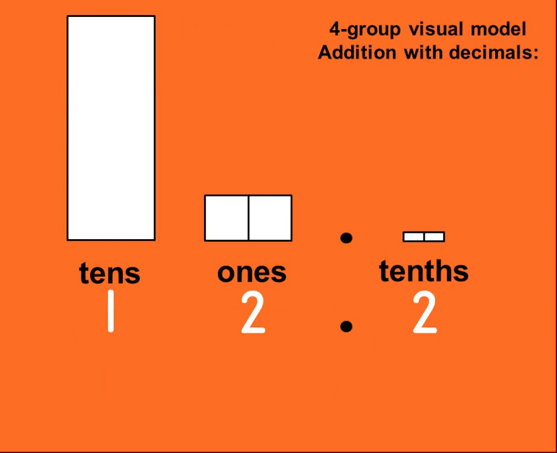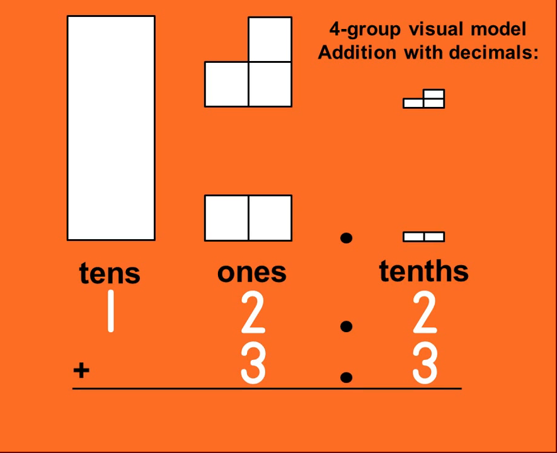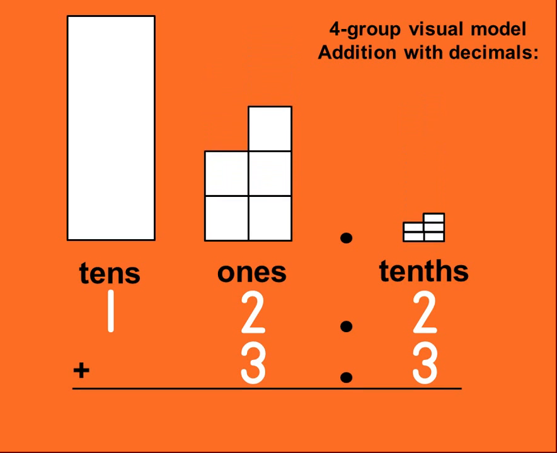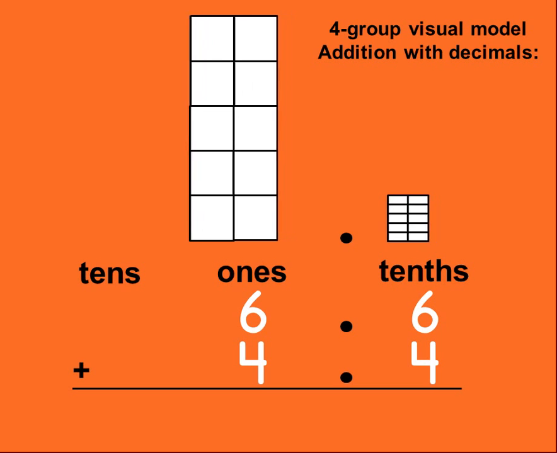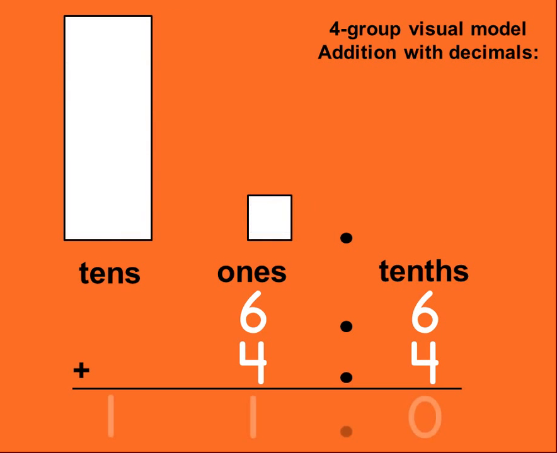Doing addition with decimals is simple. Adding 12.2 and 3.3 has the same visual model in each place value to result in 15.5. Let's say we want to add 6.6 and 4.4. The 4s are added and the groups move to the left to become 11.